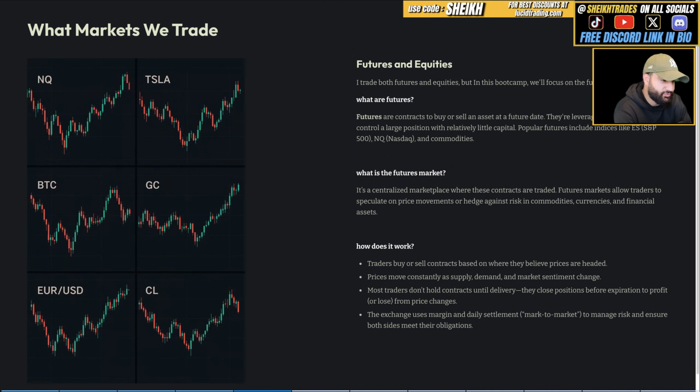Most traders don't hold contracts until delivery. We trade them. We don't hold them for delivery. They close positions before expiration to profit or lose from price changes. The exchanges use margin and daily settlement, mark to market, to manage risk and ensure both sides meet their obligations. Completely irrelevant. I just put it in there for the sake of understanding what futures markets are, but don't worry too much about it.